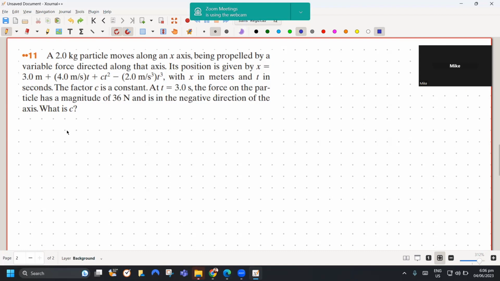Tapos impose natin yung condition na at t equals 3 seconds, the force on the particle is... Kasi dito, kung yung position may time dependence, yung velocity may time dependence, yung acceleration may time dependence din. And kung may time dependence yung acceleration, yung force or yung net force may time dependence din.